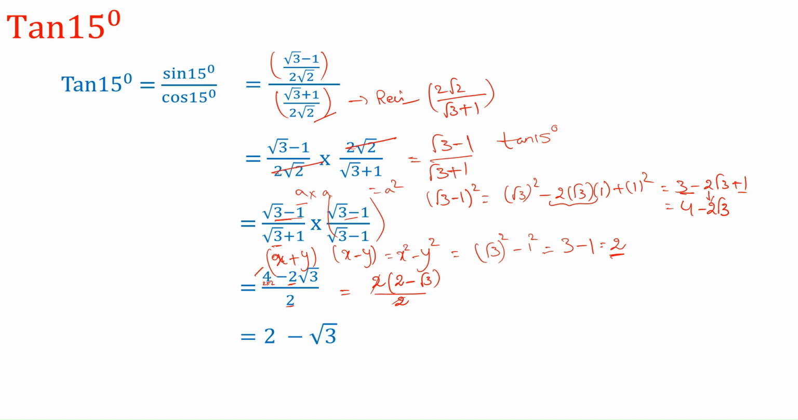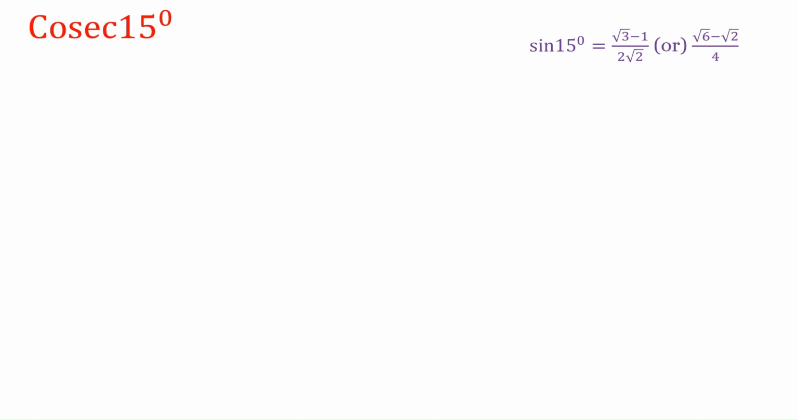So for tan 15 also we have got two different values. Both are equal to one another. First one, either we can write it as root 3 minus 1 upon root 3 plus 1 or 2 minus root 3. Now we'll try to find the value for cosecant 15. For cosecant 15, we already know the value of sine 15 and we are going to use that particular value. Cosecant is nothing but 1 by sine. Using that particular formula, in place of sine 15, we can substitute either of these values.